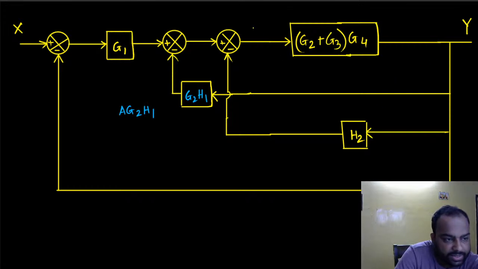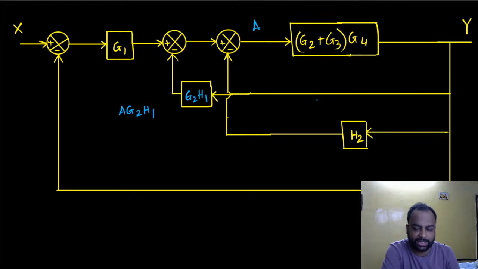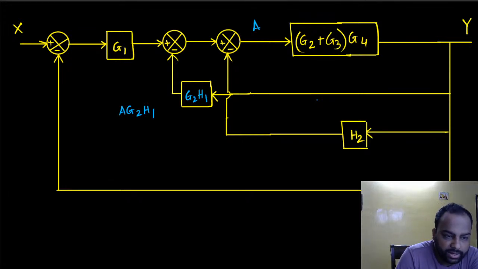Now say this signal was A. Imagine this signal was A. Someone is asking, can I flip H2 upwards? Of course I can, and that is what we are going to do anyway. Don't worry.